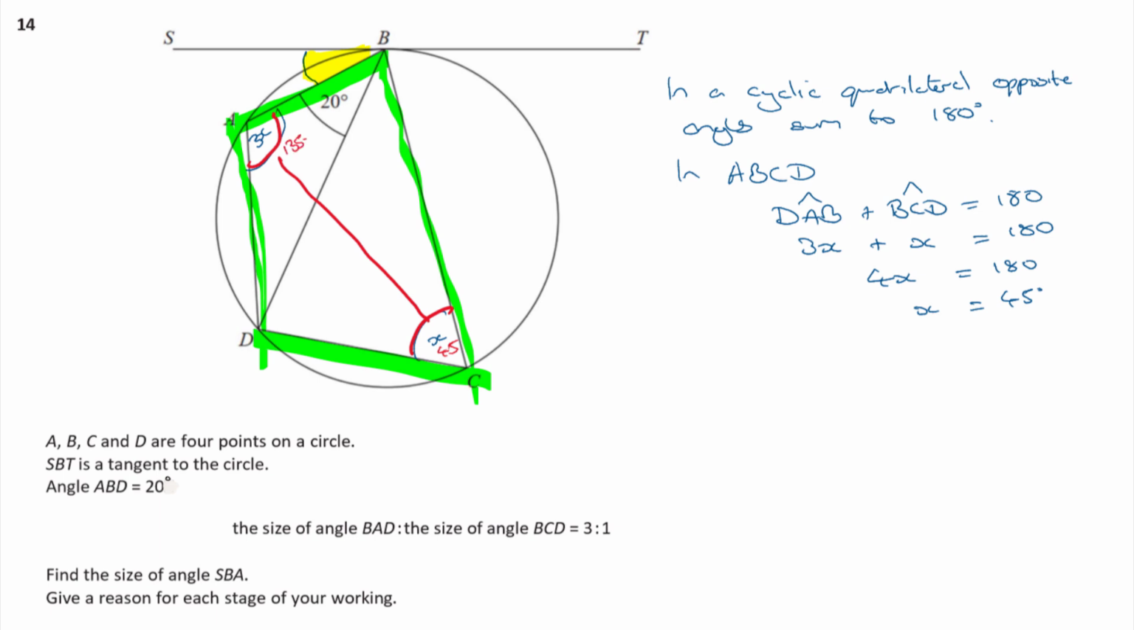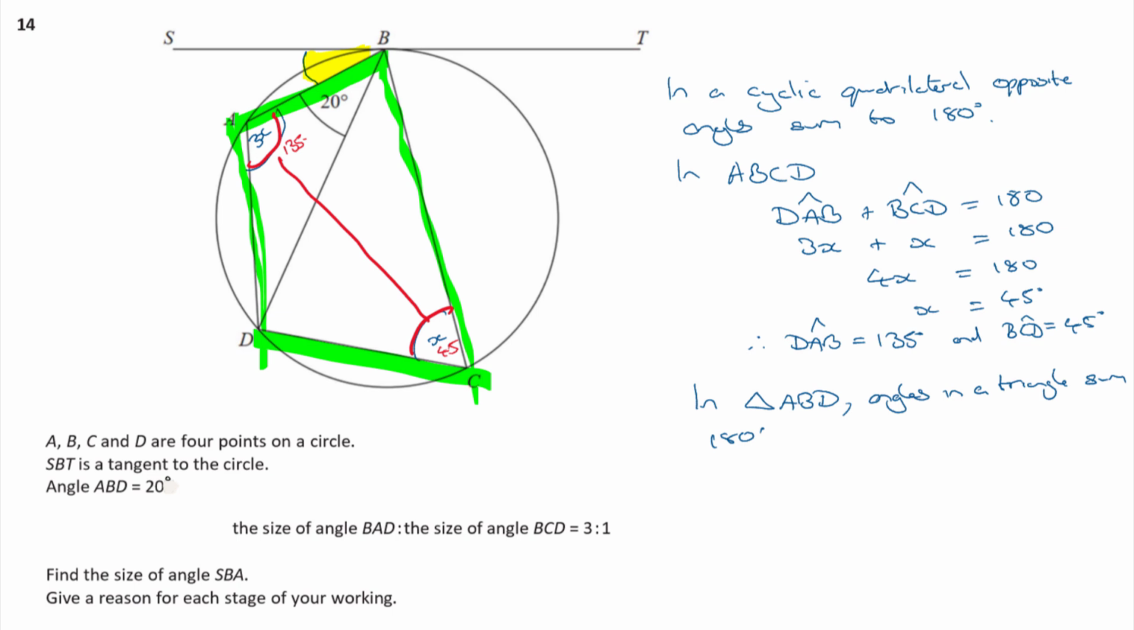Okay, so therefore DAB is 135 degrees, and BCD equals 45 degrees. Okay, so we're making progress. So we now know those. So now, if you have a look in triangle ABD, angles in a triangle sum to 180 degrees, don't they? Okay.